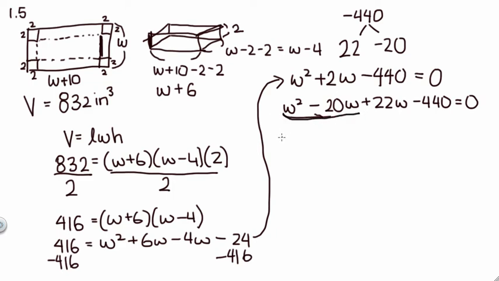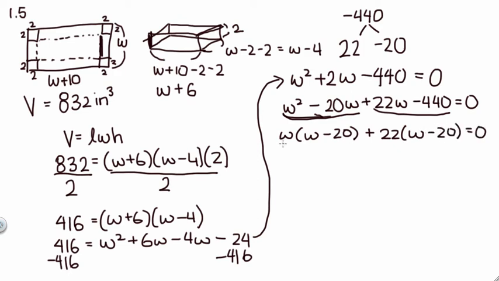Okay, so from these first two, I can factor out a w, so I'm left with w minus 20. And from the last two, I can factor out a 22, so I'm left with w minus 20 equals 0. They both have w minus 20 in common, so I factor that out, and I'm left with w plus 22 equals 0.